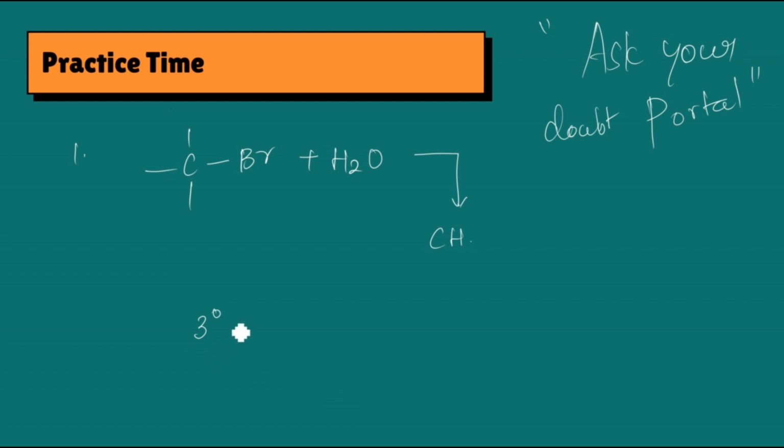Tertiary carbocation is more stable, then comes secondary, then primary because of inductive effect, and then methyl. So in SN1, this is the order of reactivity, because once again, carbocation formation is a major step in the SN1 reaction. So tell me what is the product formed over here? Which is tertiary butyl alcohol. Correct?